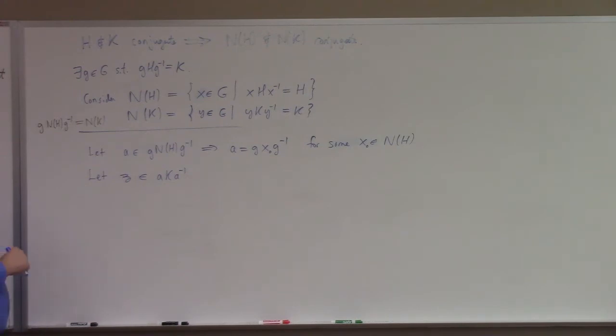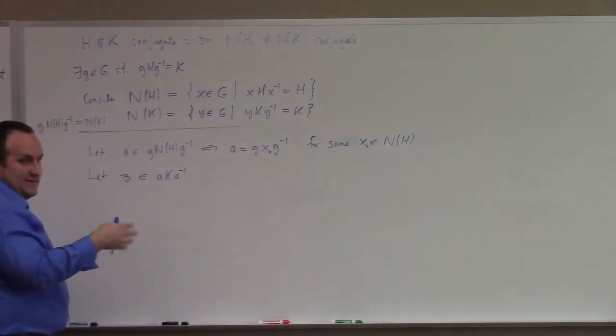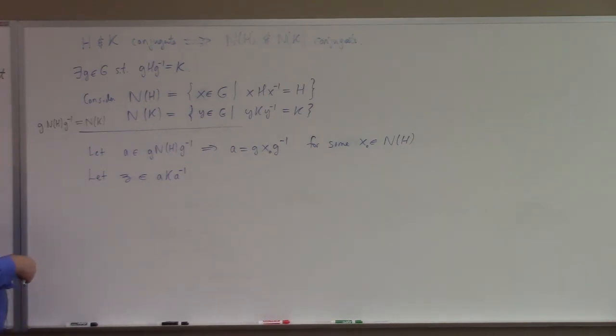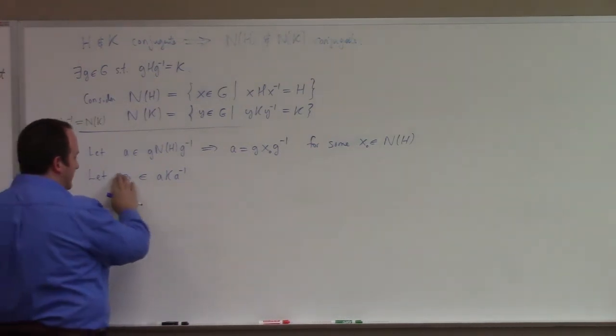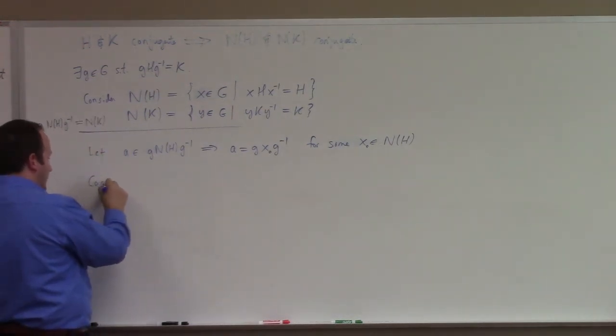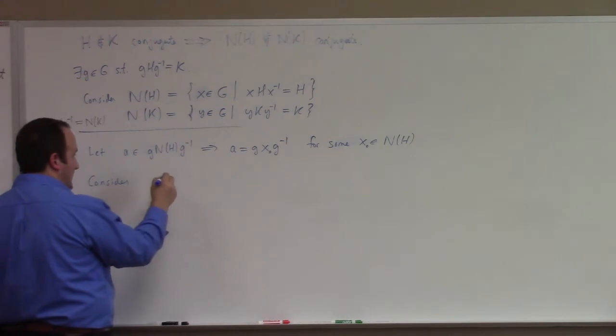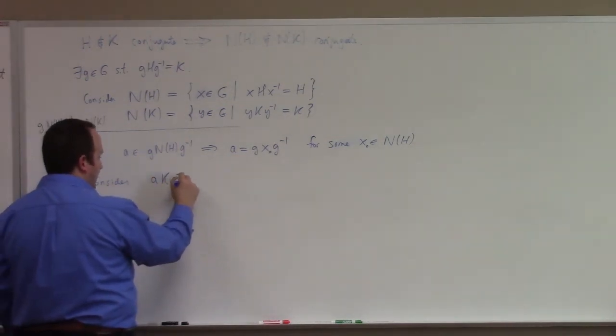Now, I follow elements because it just keeps me out of trouble, but it might be possible to do this without getting down to the level of elements. Before I commit to this, let me just try this, see if we can get away with not looking at elements. Consider A K A inverse. What's that equal to?